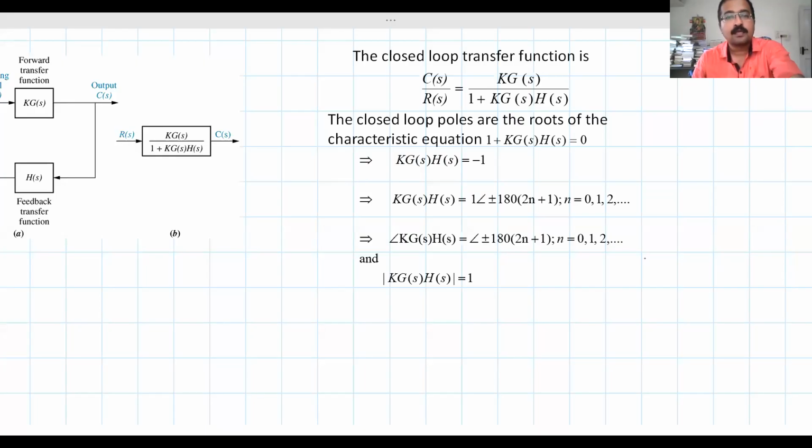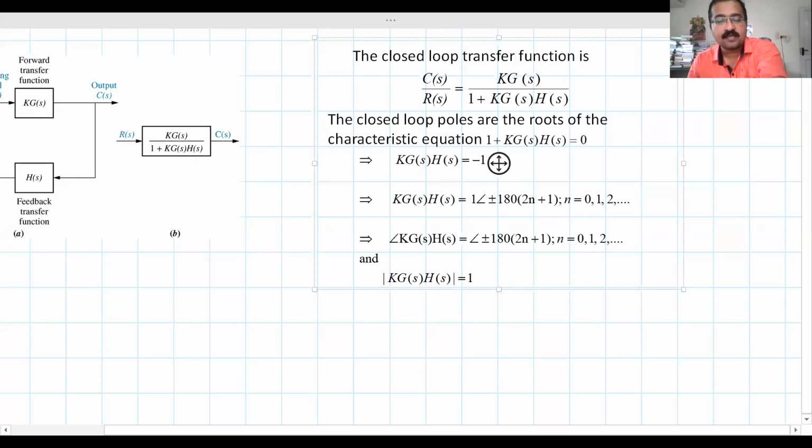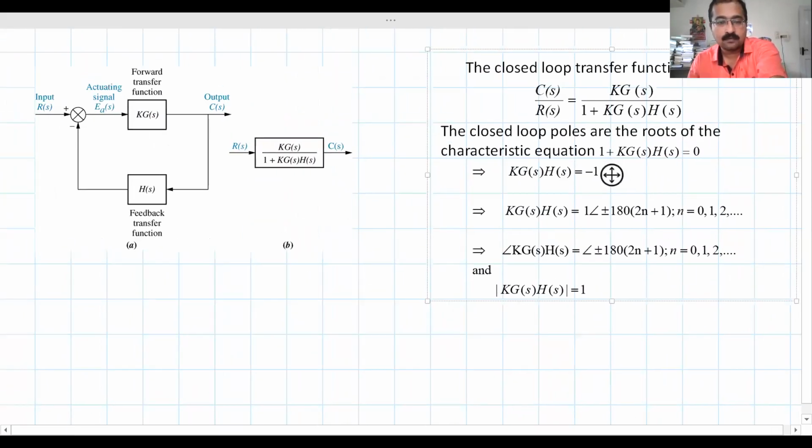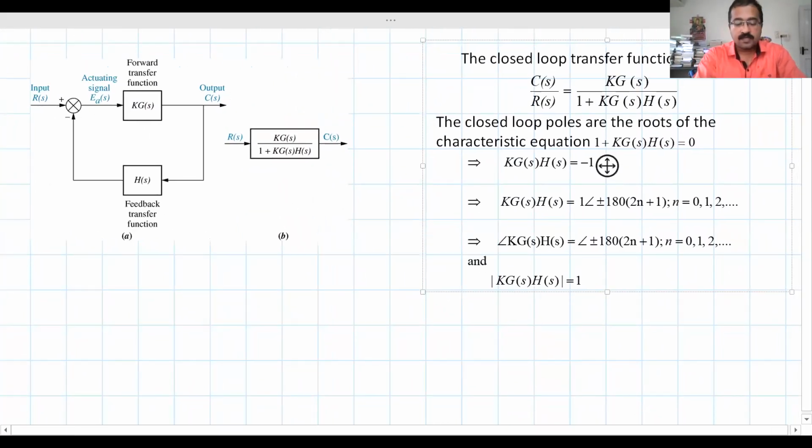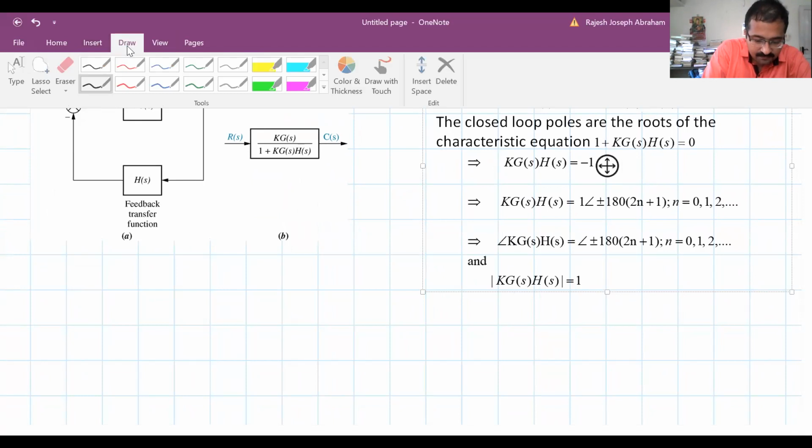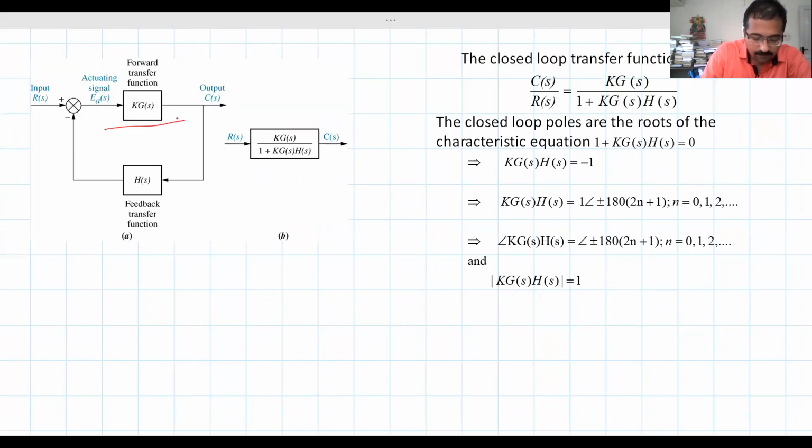Before we move into the other problems, let us briefly recap what root locus is. Root locus is a graphical representation of closed loop poles as the gain K is varied from 0 to infinity. This is the closed loop configuration shown here. K G(s) is the forward path transfer function, and H(s) is the feedback path transfer function.